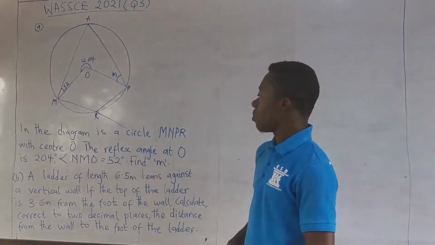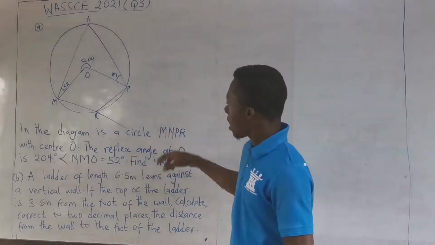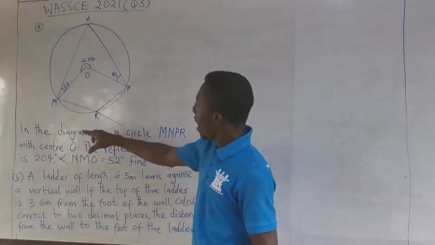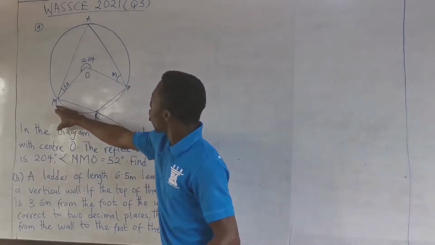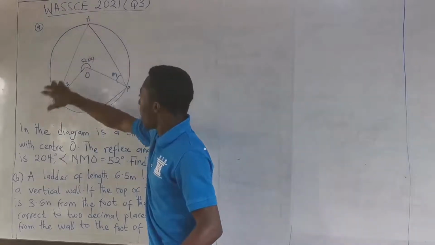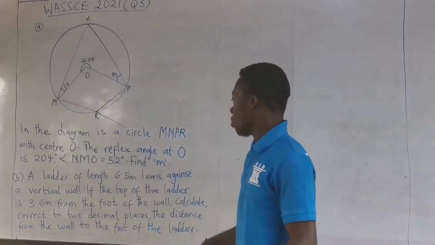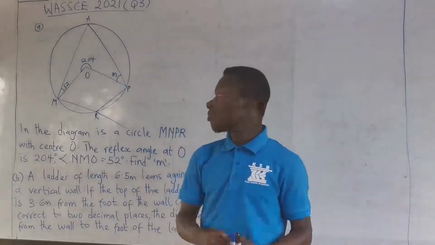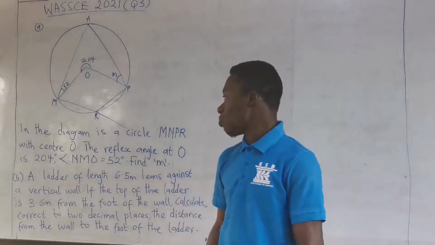Find n. So we have a reflex angle of 204 degrees here, and angle NMO, sorry, which is 52 degrees. So we are asked to find the value of n. That's what we are asked to find, so let's see how we can go through it.